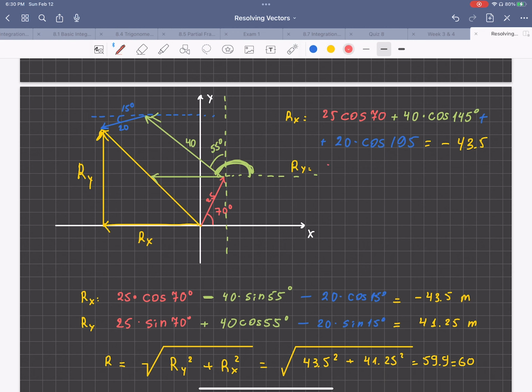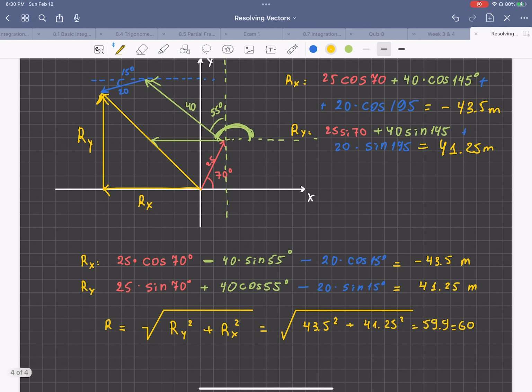So that's the adjustment, but it's easier after you make that adjustment. So ry, of course, will be the same: 25 sine 70, plus 40 sine 145, plus 20 sine 195, and you're going to get the same exact answer, which was 41.25 meters. Of course, if you square these and add them, you're going to get the same answer as you got previously. So these have to be the same as well.